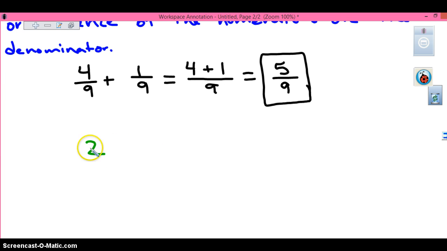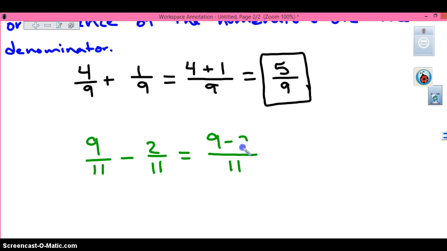We have 9/11 minus 2/11. We have a like denominator, so we keep that, and we subtract the numerators. This means 7/11. This fraction is simplified. We cannot do anything else.